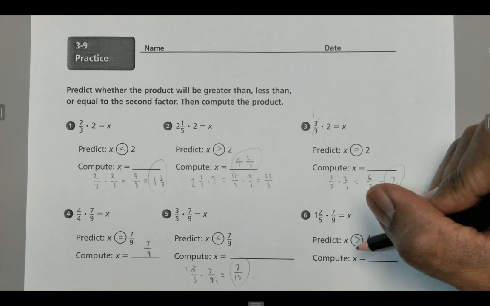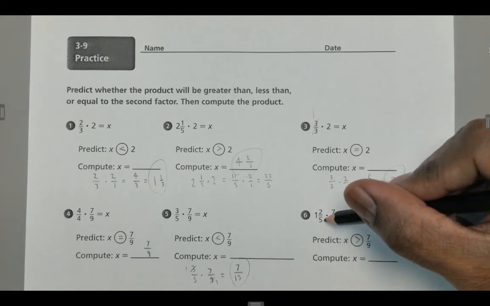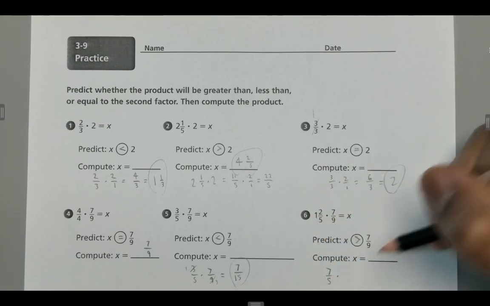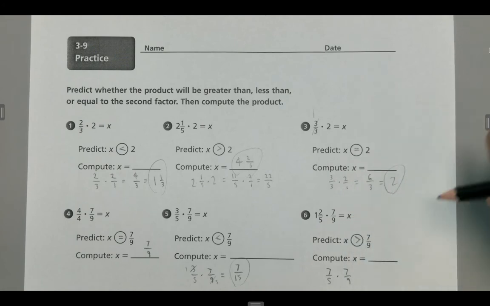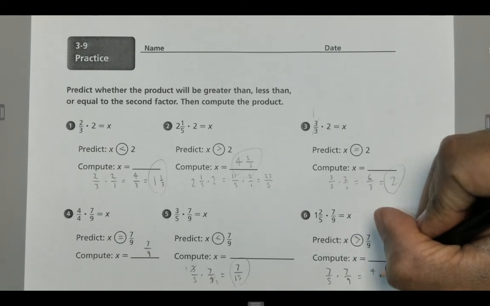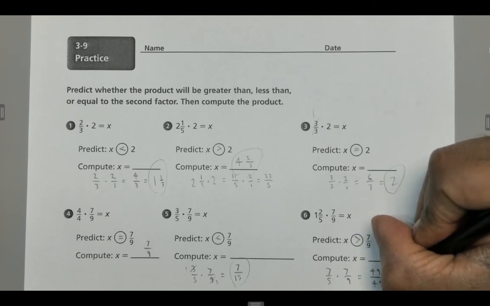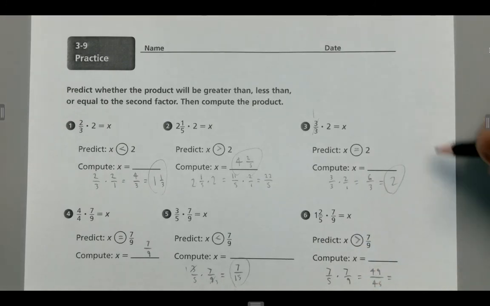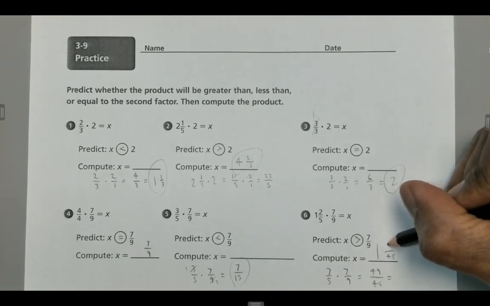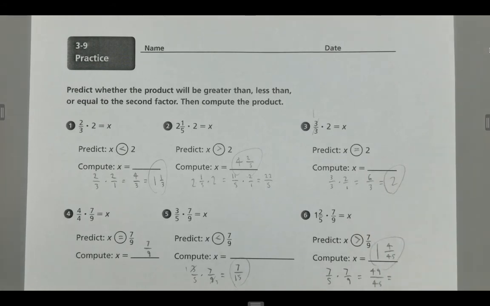Let's prove this. 1 2/5 I'm going to convert to an improper fraction. That becomes 7/5 multiplied by 7/9. Any opportunity to use cross-canceling here? No. Multiply across the top. 7 times 7 is 49. 5 times 9 is 45. 45 goes into 49 one time cleanly with 4 left over.